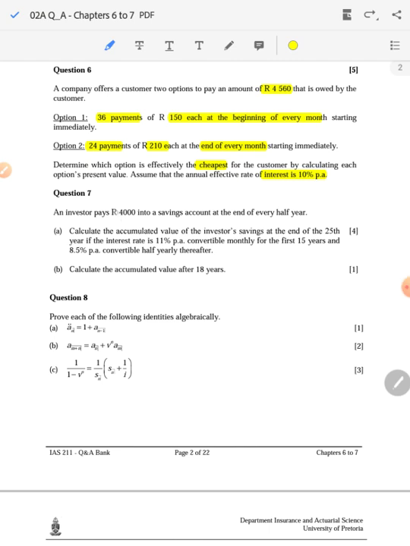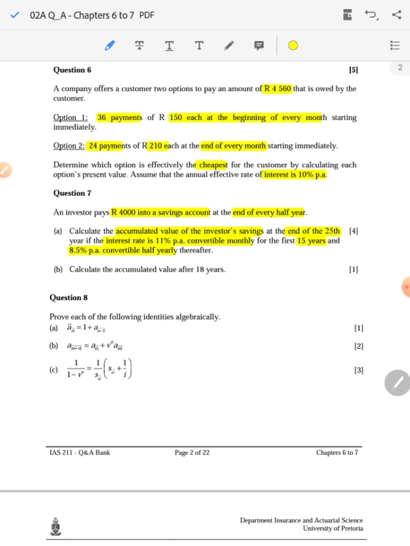So an investor pays 4,000 Rand into a savings account at the end of every half year. It's important to notice that for this question, your P is 2 because they paid twice a year. They want the accumulated value of the investor's savings at the end of the 25th year. The interest rate is 11% per annum convertible monthly for the first 15 years, and thereafter it is 8.5% convertible half yearly.